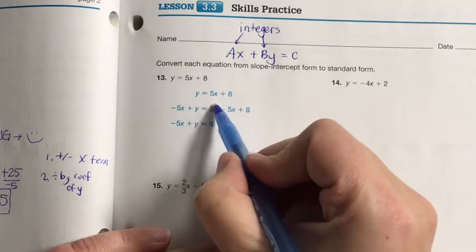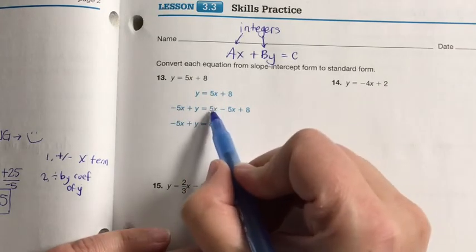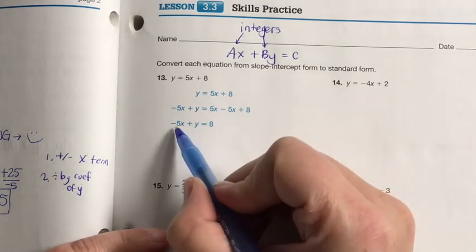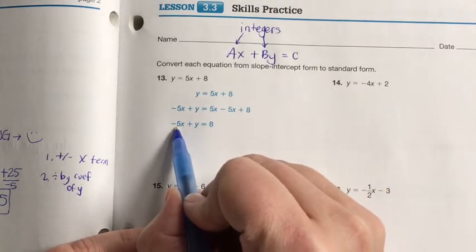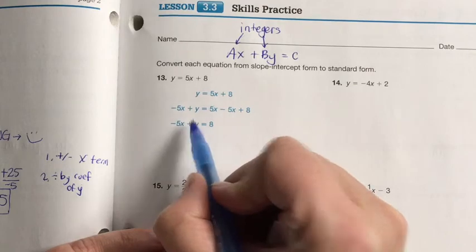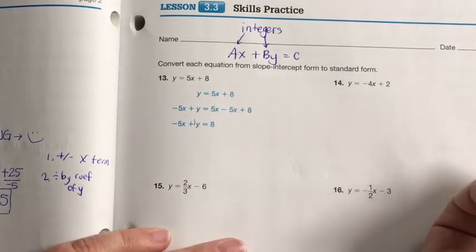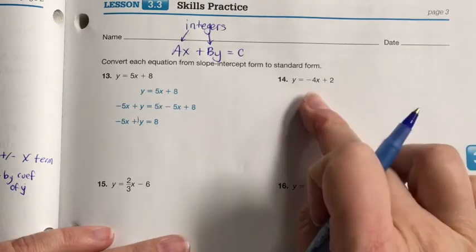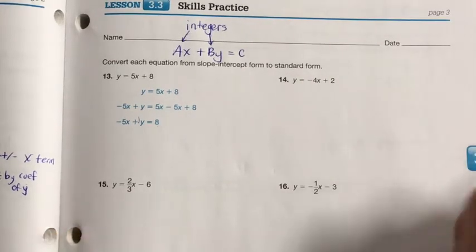So we go like this. I want the x on that side. So right now it's positive x, and so they minus 5x from both sides. And then just double check. Negative 5 is an integer. That would be a 1 right there. That's an integer, and that's 8. So you're done. Same thing with this one. It's going to be very easy. You're just going to move the 4x over, and then you're done.